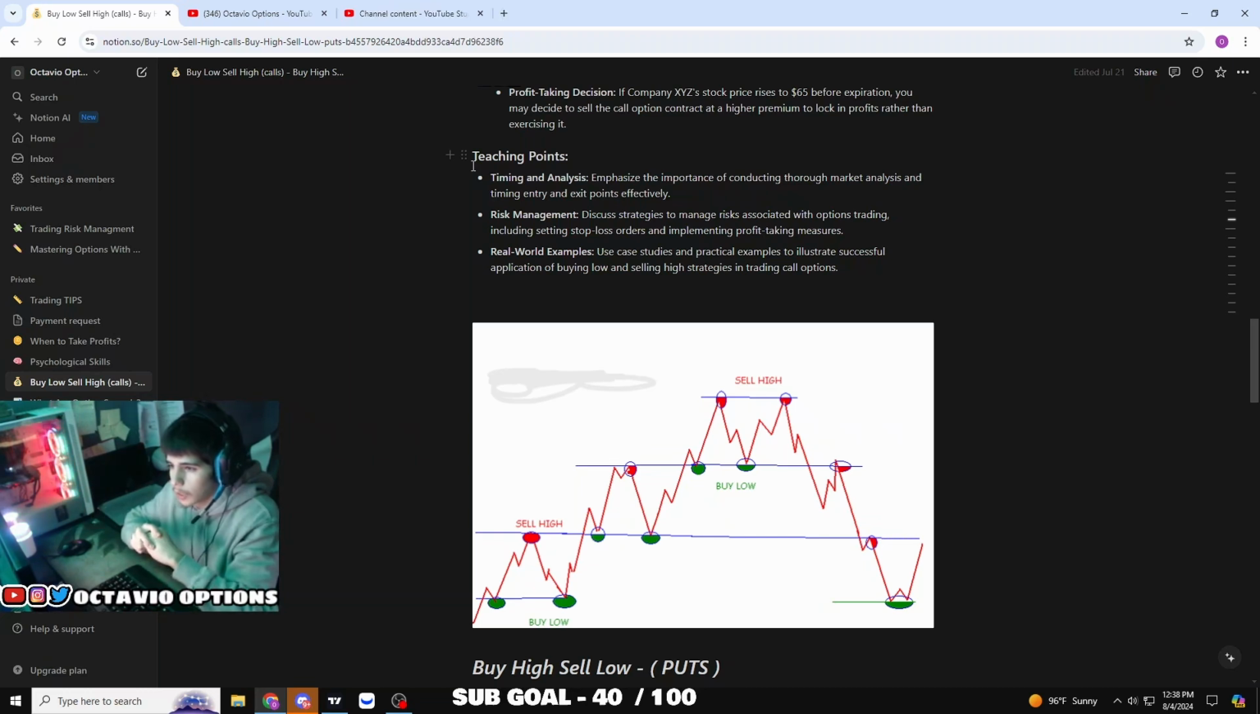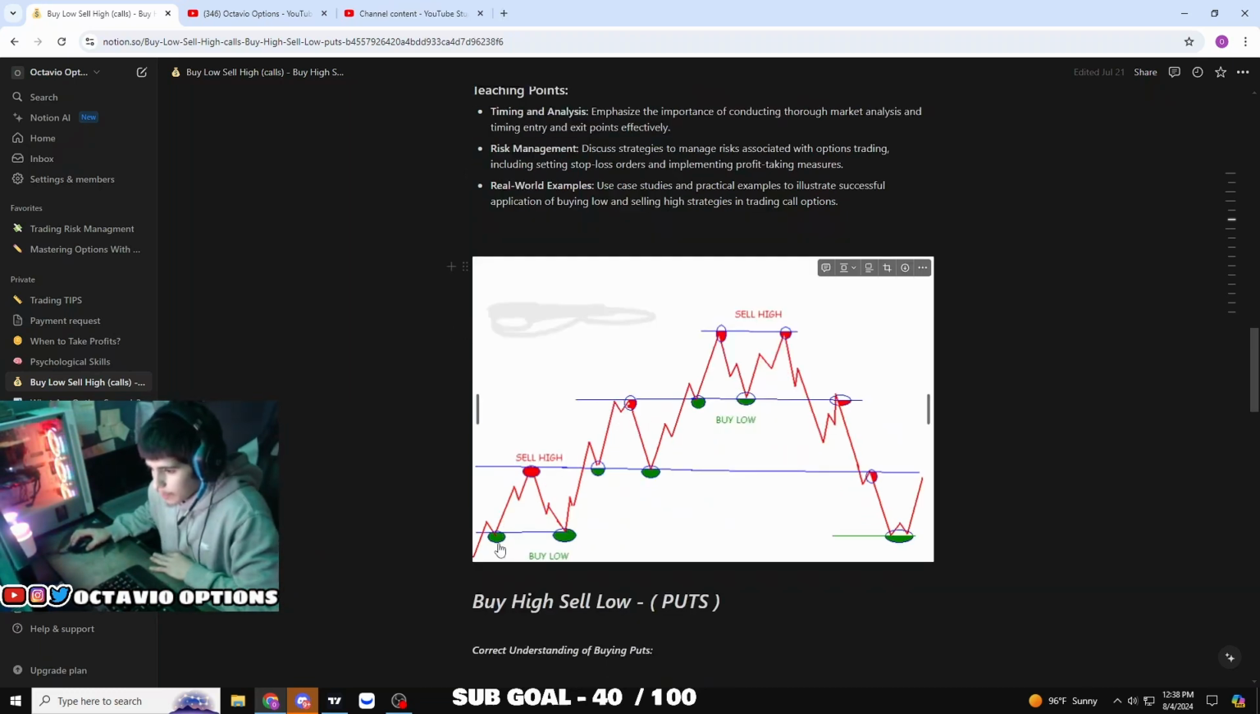Real-world examples: use case studies and examples that illustrate successful applications of buying low and selling high strategies in call options. Right, guys, and this is kind of like an example right here. At the green is where you buy, and at the red is where you sell. You see, once we broke above this red, it turned into a buy, because sell side, we broke that. Sell side turns into buy side, and sell side turns into support. You see that? When you buy low right here, you will sell at these highs until we break above that high and use that as support. Now you buy down here and sell at the next level high, etc.